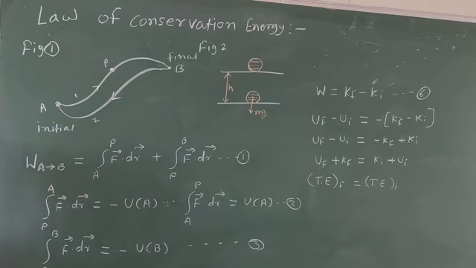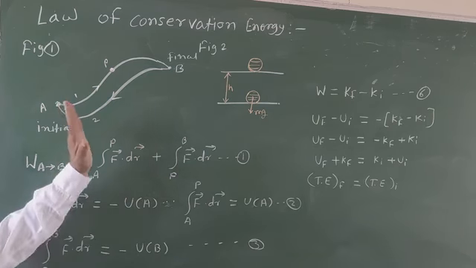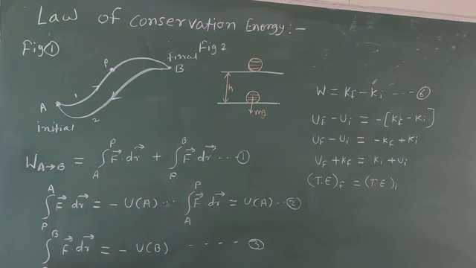That means whatever the change in energy, potential energy may be converted into kinetic energy, kinetic energy may be converted into potential energy, but total energy always remains conserved, always remains constant. That means energy can neither be created nor destroyed, but it can be converted from one form to another form. This is the conservation law of energy, which indicates that total energy always remains constant.